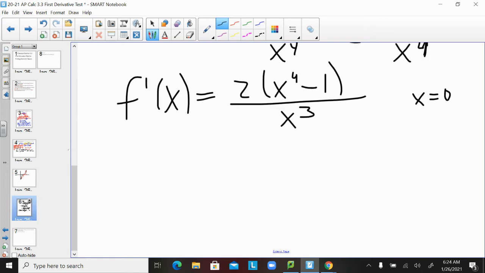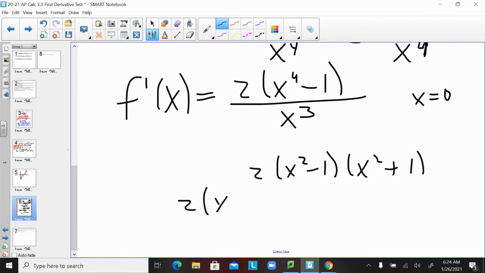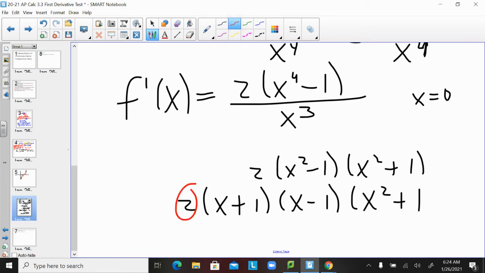And the top I could factor into 2 times x squared minus 1 times x squared plus 1. And then that first parentheses factors even further into this. That last one doesn't factor. So I've got 4 factors. And I would argue that 2 never equals 0 and x squared plus 1 never equals 0. But these 2 factors lead to x equals negative 1 and x equals 1.